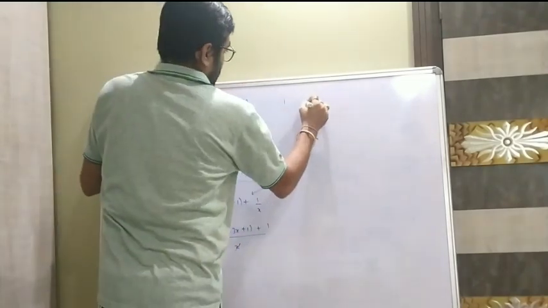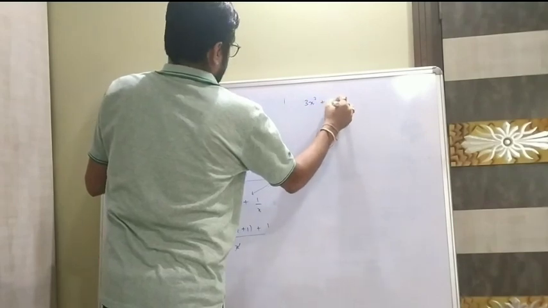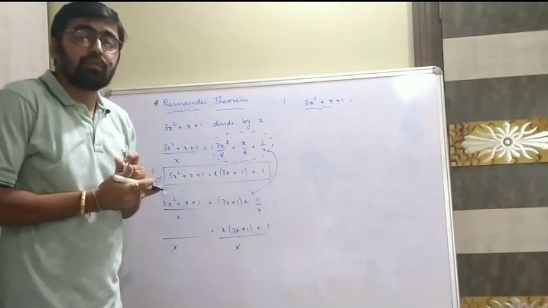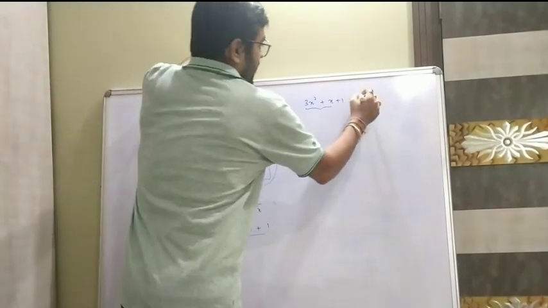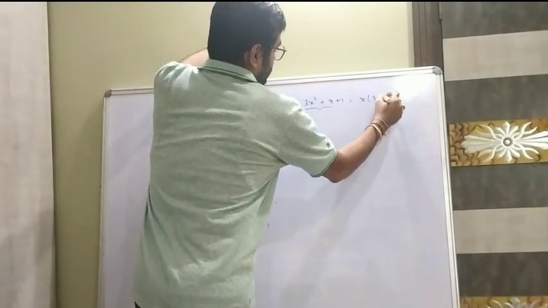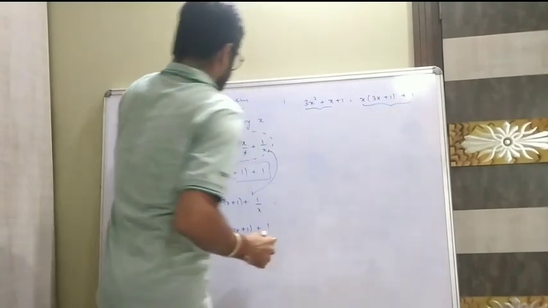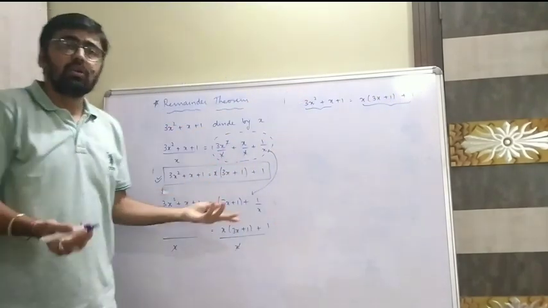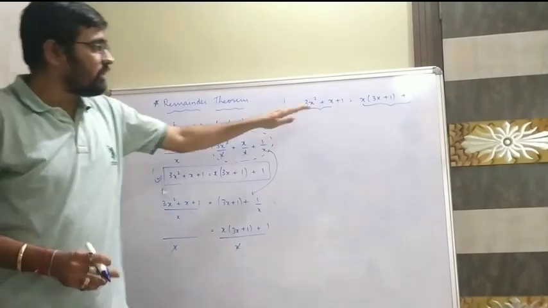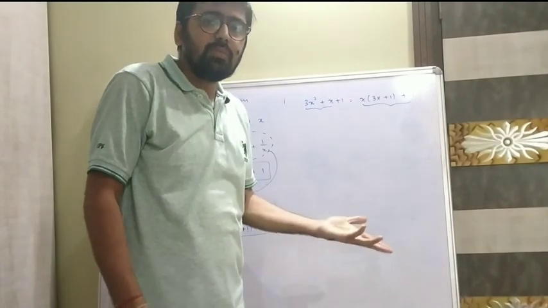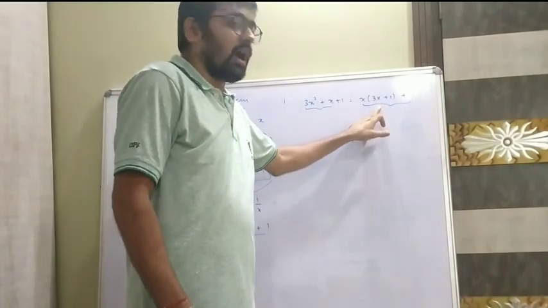Can I take x common from the first two terms? So I can write this as x into 3x plus 1 and this plus 1. Now check this and this. Are they different? No, they are the same thing. Now if you divide this polynomial by x or this polynomial by x, it's the same thing. So this is how we can write.